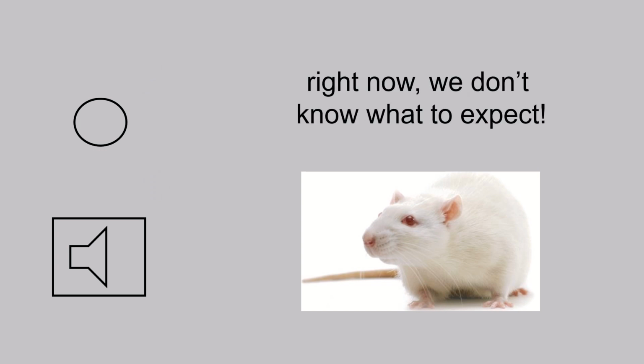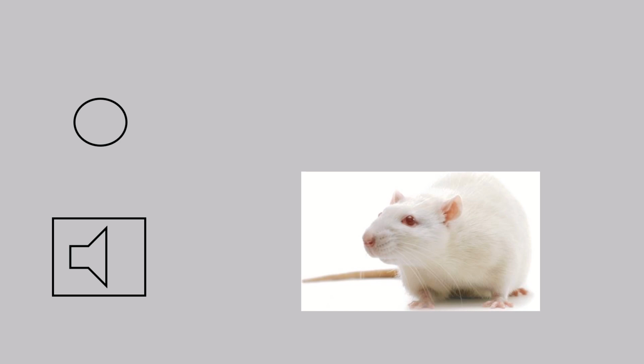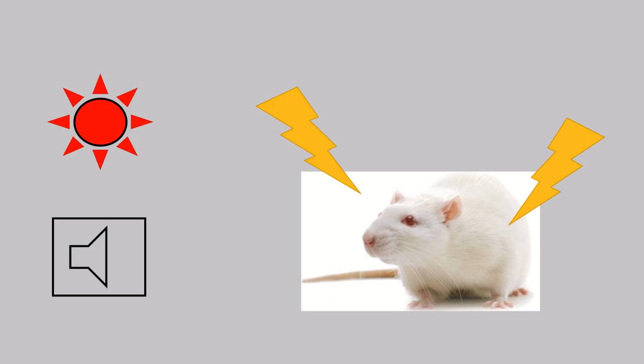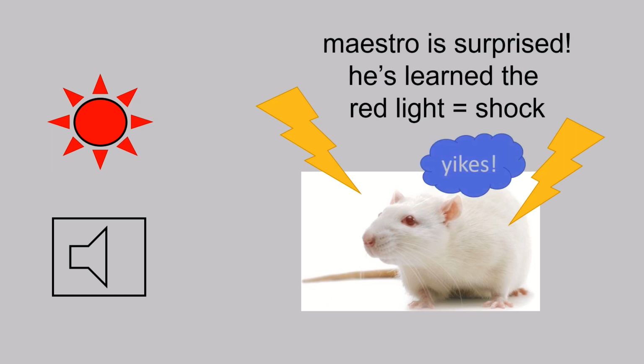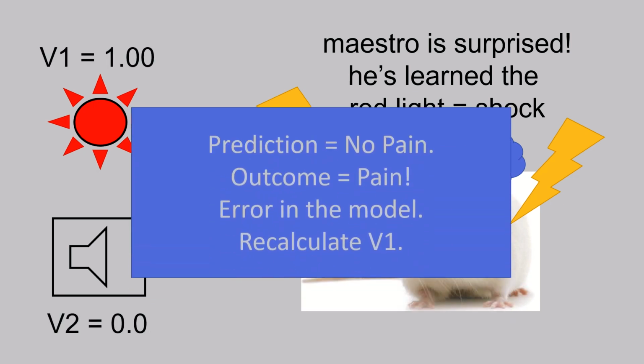So right now, we don't know what to expect. And so we're going to say that the V1 for the light and the V2 for the speaker are both set to 0. We don't expect any kind of learning from them. Now we have the red light going off, and oh, Maestro has been shocked. So Maestro is surprised, right? Maestro is surprised, because he's learned now that the red light is equal to shock. So we're going to move this stimulus value up to a V1.